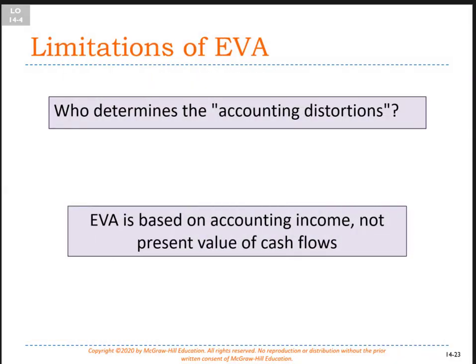So what are our problems with this? Well, first of all, you can do all kinds of accounting distortion adjustments, and who gets to decide which those are? That's not as important as being consistent if you're going to be making comparisons, okay? So you can get around those accounting distortions by limiting them to those that you feel are the most important and being consistent about them, okay?